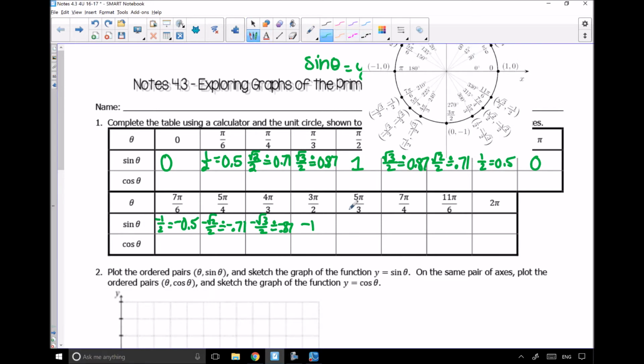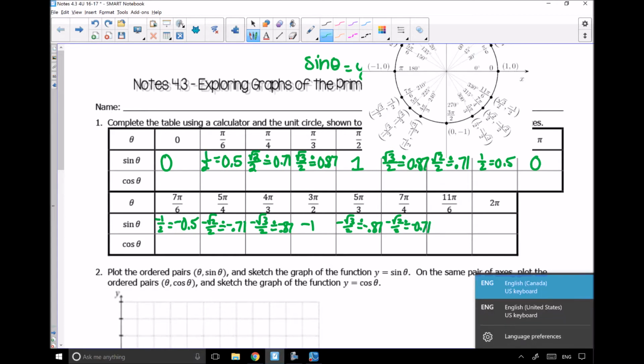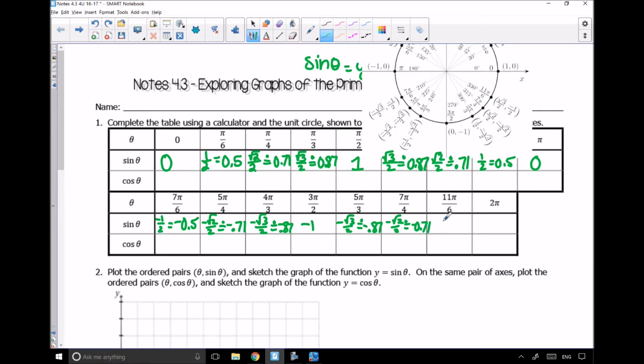Over here, for 5 pi over 3, we get negative root 3 over 2, which we know is approximately -0.87. At 7 pi over 4, we get negative root 2 over 2, which is approximately -0.71. And then at 11 pi over 6, we end up getting -1/2, which is -0.5. And then at 2 pi, we end up getting 0.